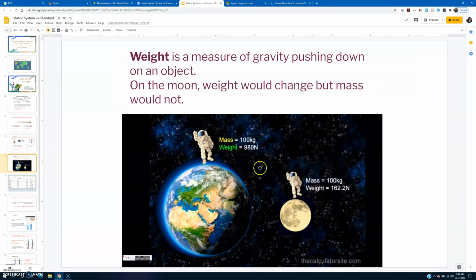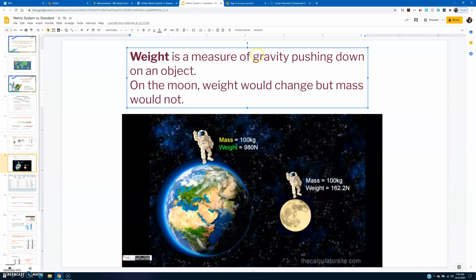When I get to gravity here, we know our mass is 100 kilograms, whether I'm on the Earth or on the moon, because when I take my astronaut and I go from the Earth to the moon, the amount of material inside of his body has stayed the same. His weight, however, is going to be dependent on gravity.